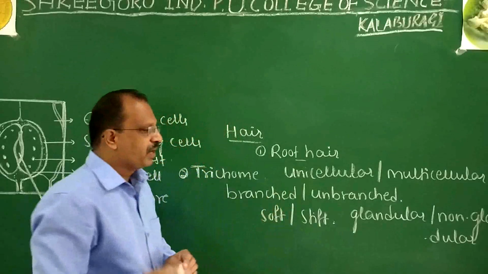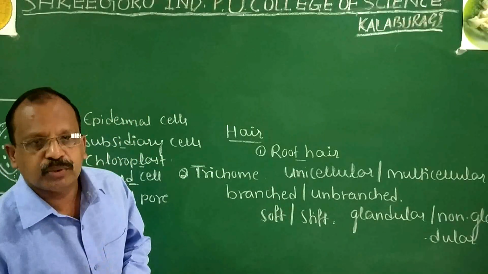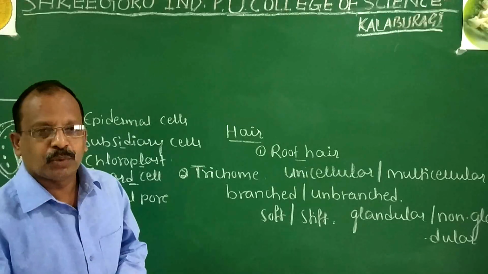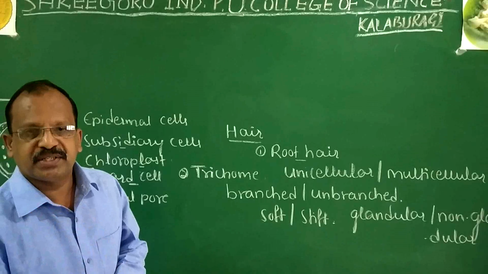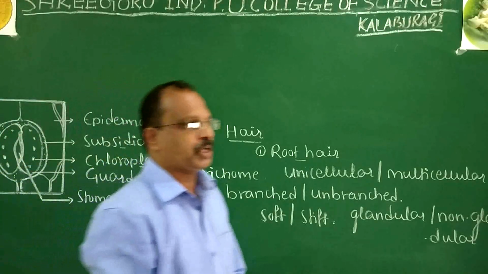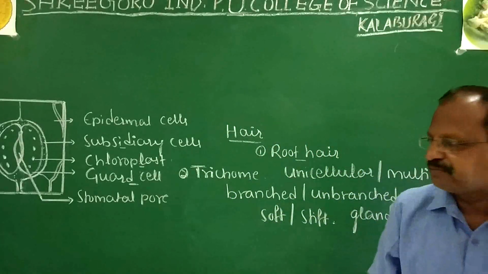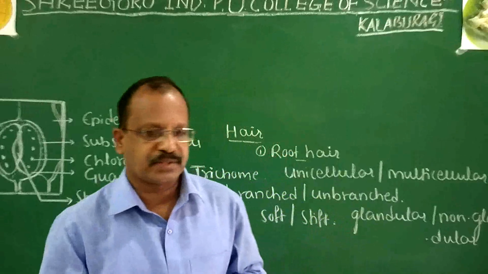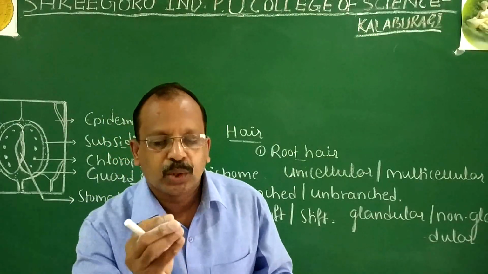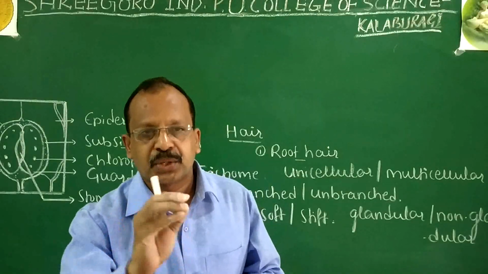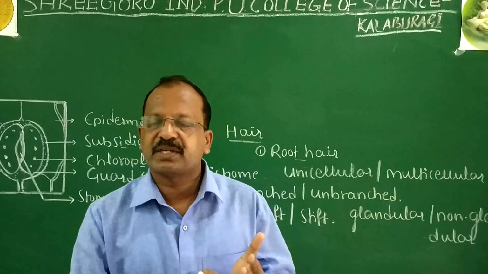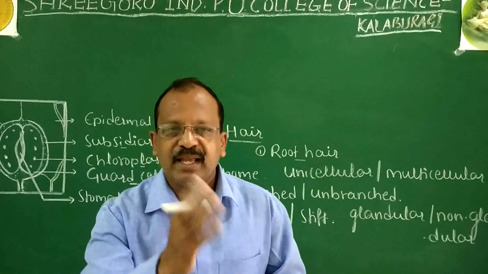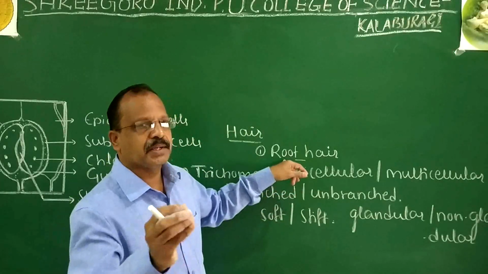Last matter is root hair. Already once we have come across this root hair in morphology of flowering plants. When the sir is explaining the longitudinal section of the root showing root cap, region of meristematic activity, region of elongation, region of maturation, the region of maturation can be easily identified based on the presence of unicellular root hair.